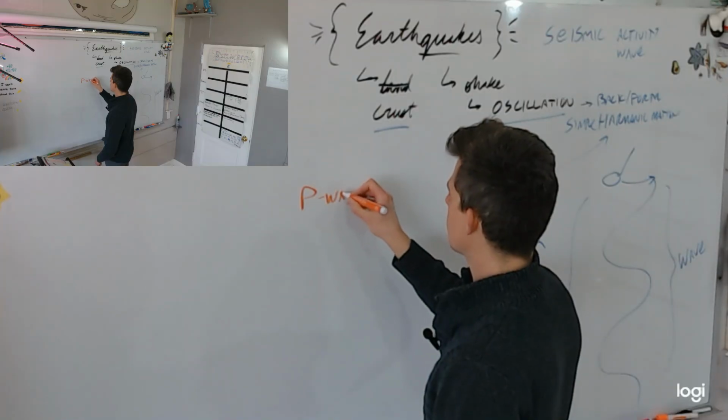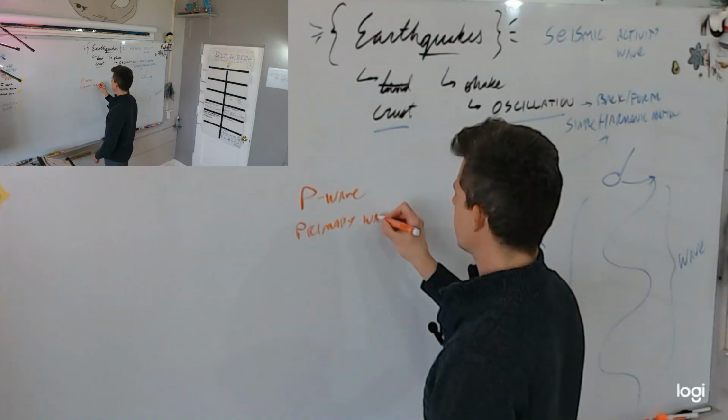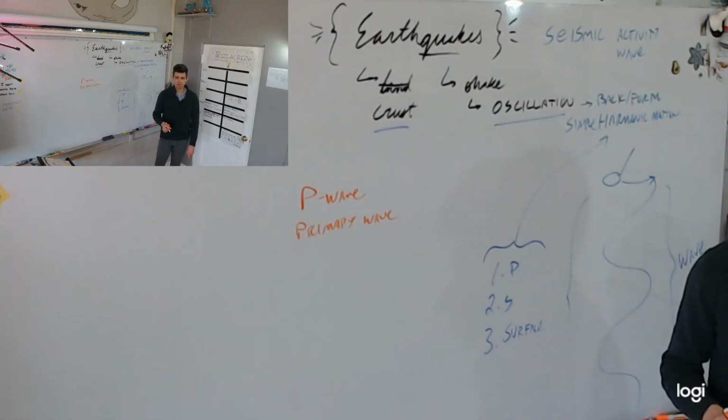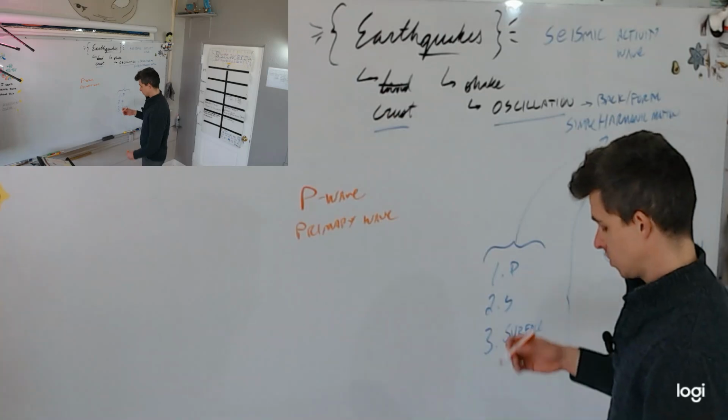P wave, which is short for, as you say, primary wave. Why is it called that? What does the word primary mean? Very first. Yeah, first wave. The first wave that emanates out from the structure of an earthquake.